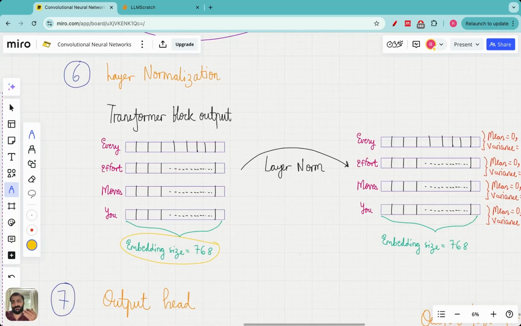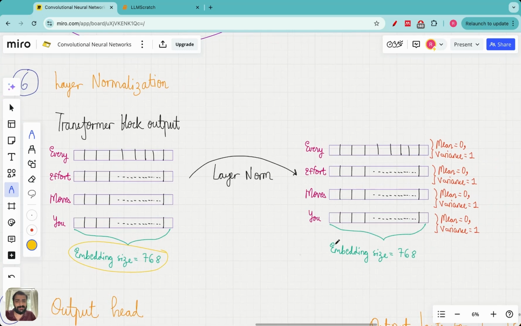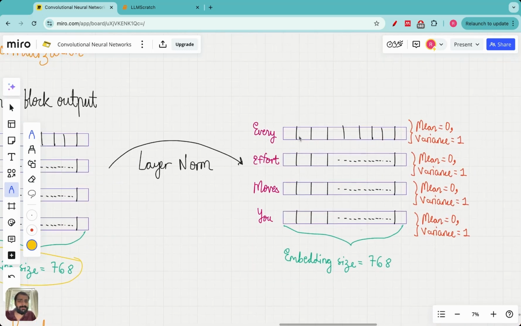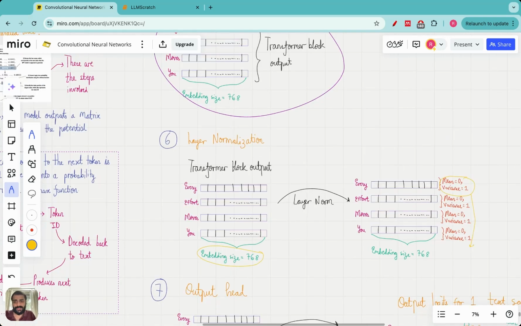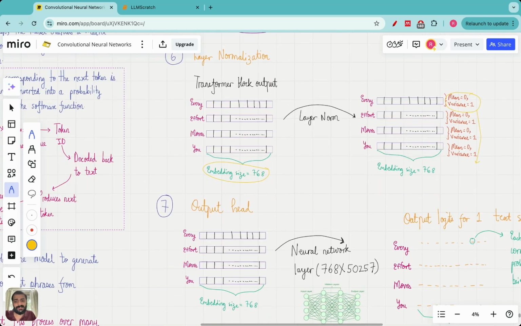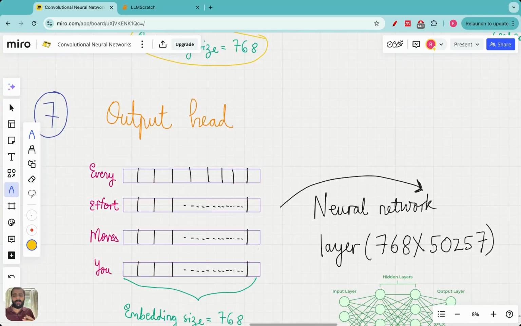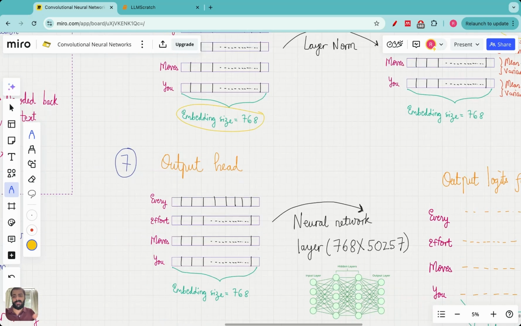So the same thing that layer normalization does is done here also. In every token, we normalize the embedding values so that the mean of the resultant embedding values is 0 and the variance is equal to 1, and this is done for all the 4 tokens. So again, the layer normalization does not change the dimensions. And then the last layer which we have is the output head. The output head is a neural network at the final stage of the GPT model.